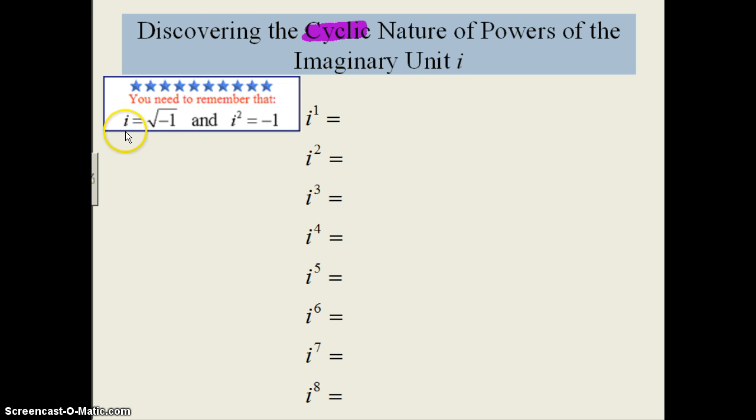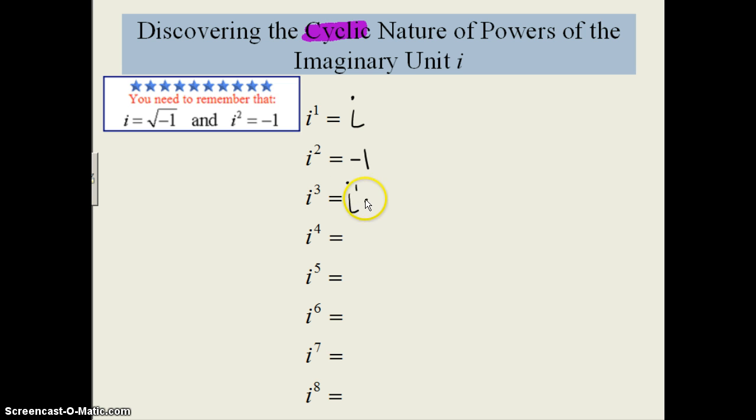Remember our definitions. The imaginary unit i is equal to the square root of -1, and so it follows that i squared equals -1. So let's calculate the powers of i, from i to the first through i to the eighth, to see if we can find the pattern emerging. Well, i to the first power is just i. Anything raised to the first power is just itself. By definition, i squared is -1. The rest of these powers are based on these two powers, i to the first and i to the second.